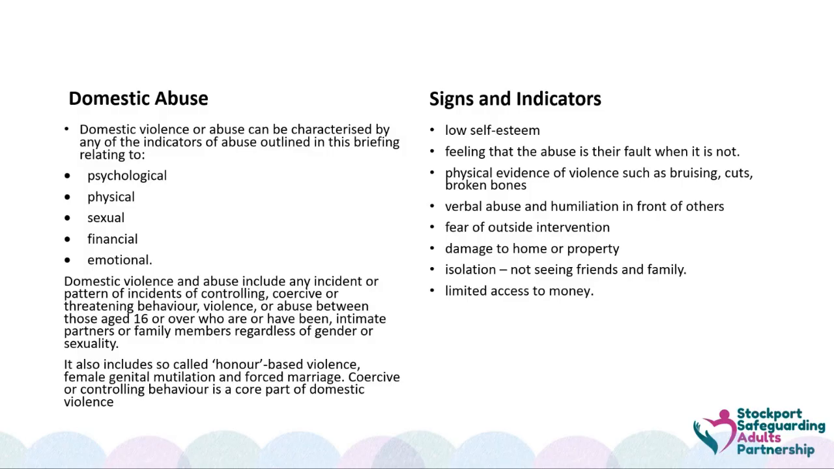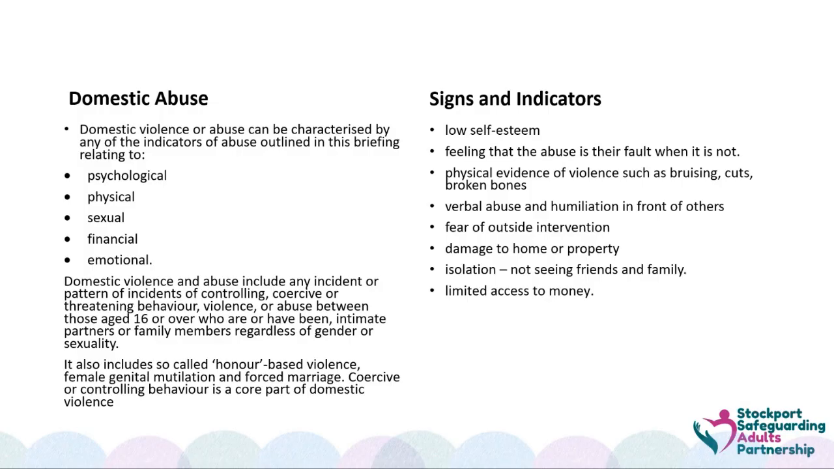So with that, if there is physical abuse, there will be coercion and control. If there is financial abuse, there will be coercion and control. It also includes so-called honour-based violence, female genital mutilation, and forced marriage. Like I said before, coercion or controlling behaviour is a core part of domestic violence and is embedded in all of the characteristics.